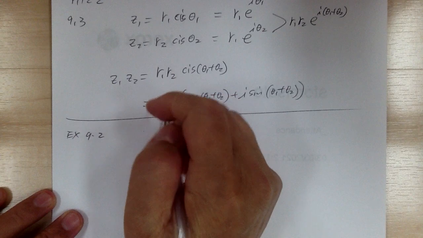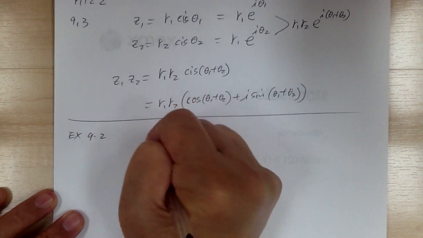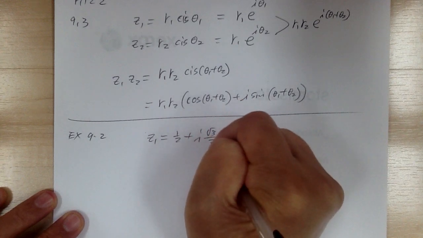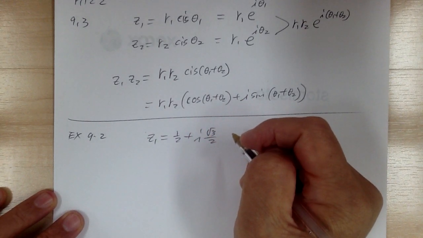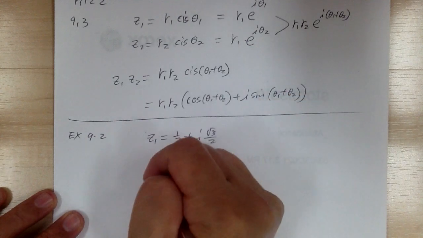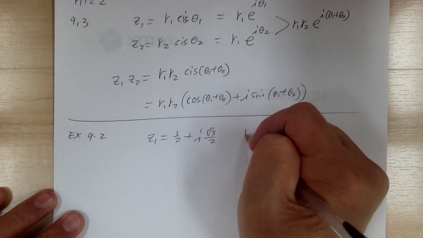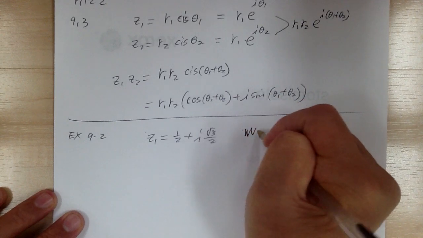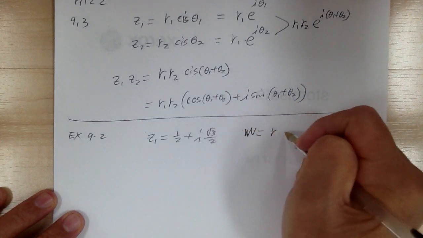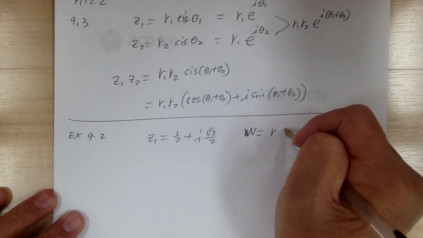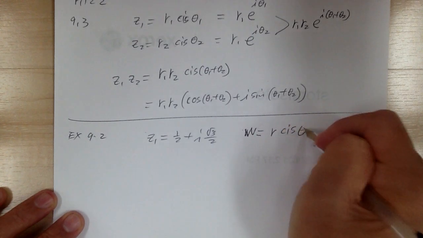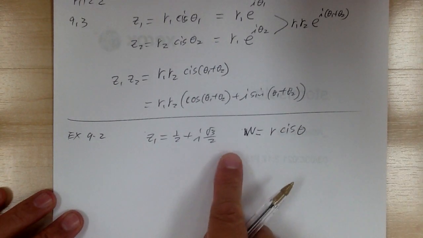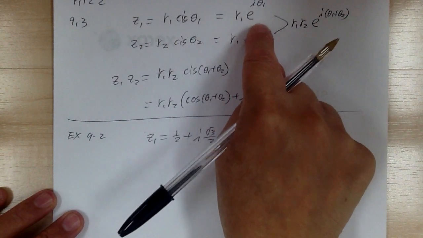It says take the complex number Z1 equal to 1/2 plus I square root of 3 over 2. When you multiply a complex number, let's call it W, equal to R CIS of theta, what will happen? Well, it's easier to see when you put it in this form.